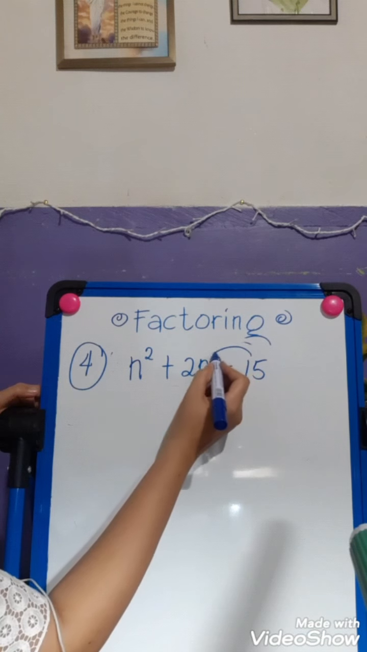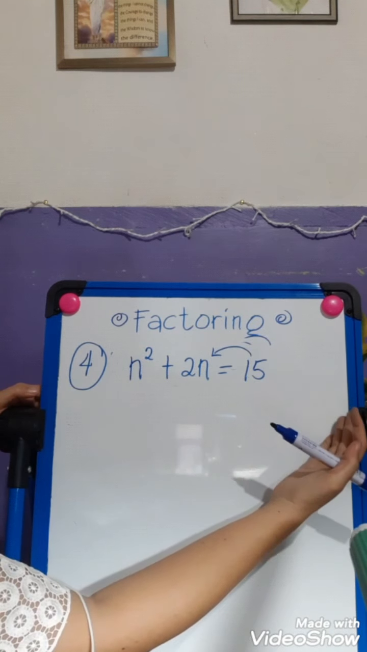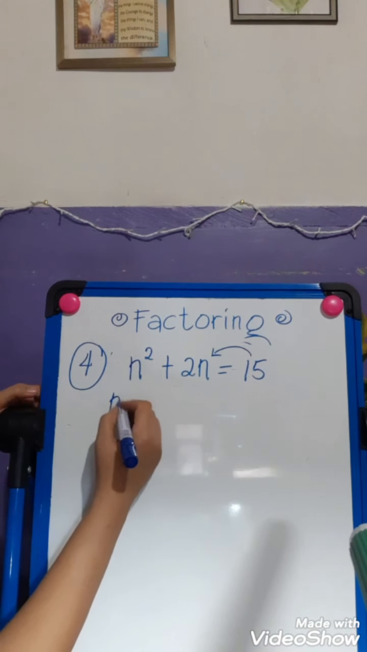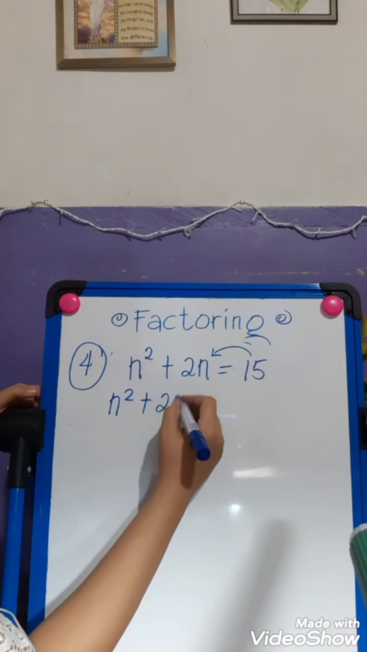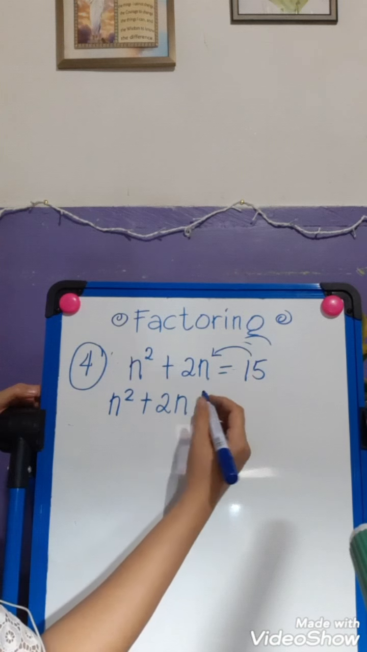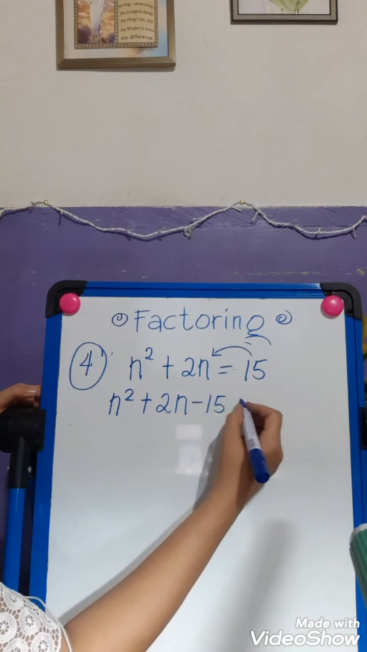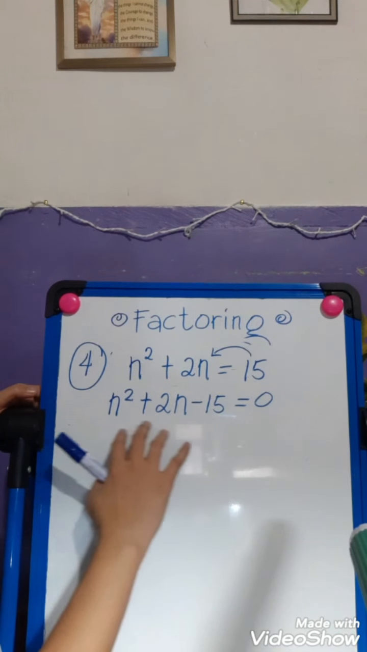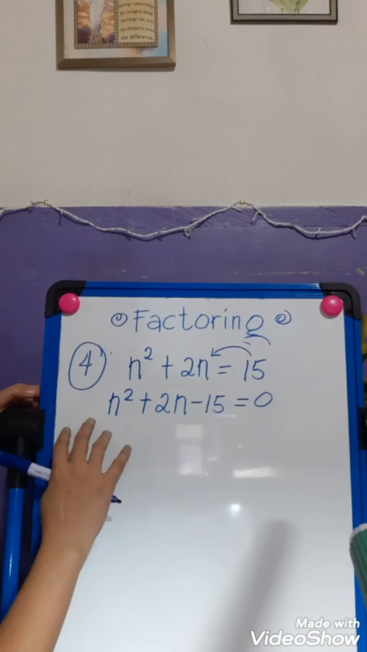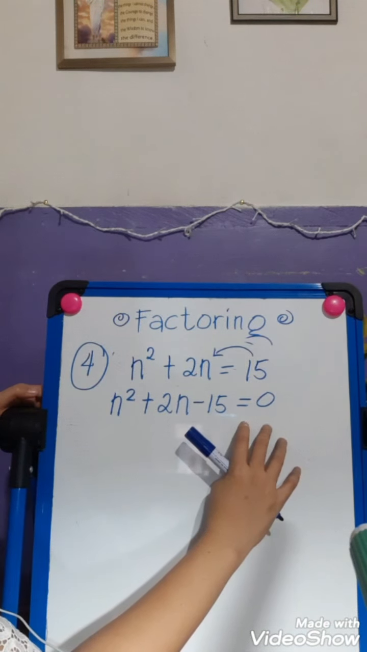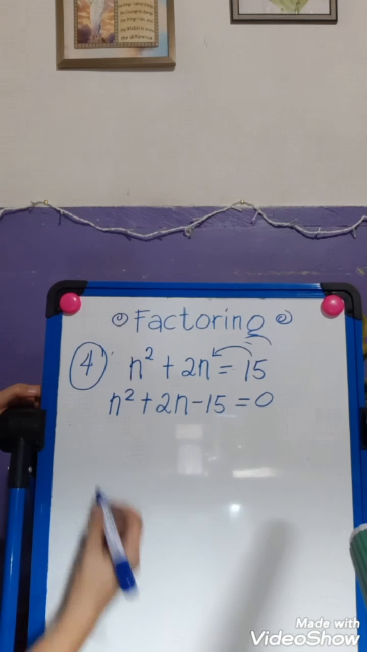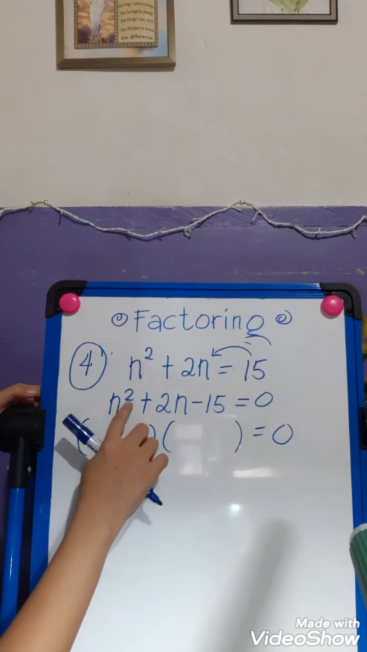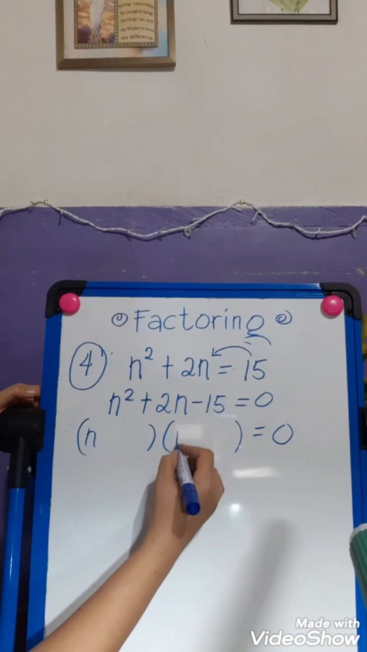So kani atuan na po siyang ipatabok, this time from the right side to the left side. So this is positive 15. So may mo na siya n squared plus 2n, and positive 15 will become negative 15. Then this is equal to 0. So now that we have already written our quadratic equation in standard form, then we can start factoring. So step 1, so our n squared, ito lang siyang bulagon.